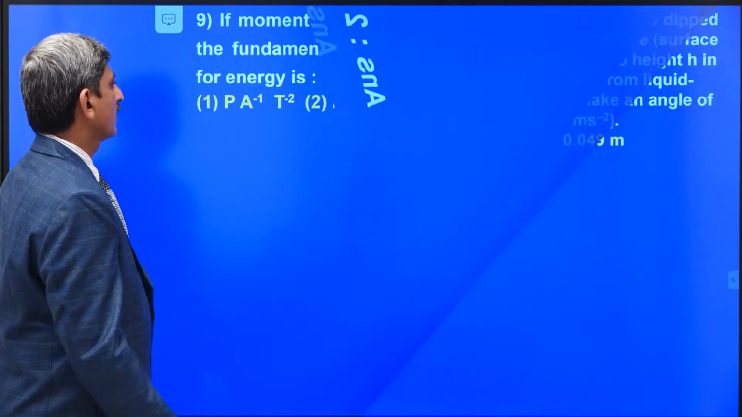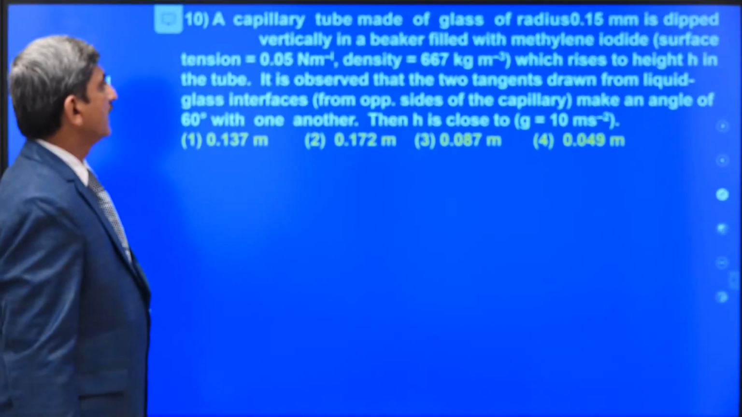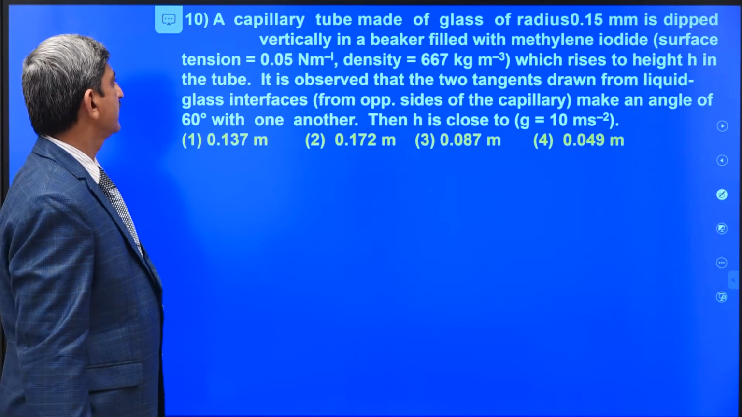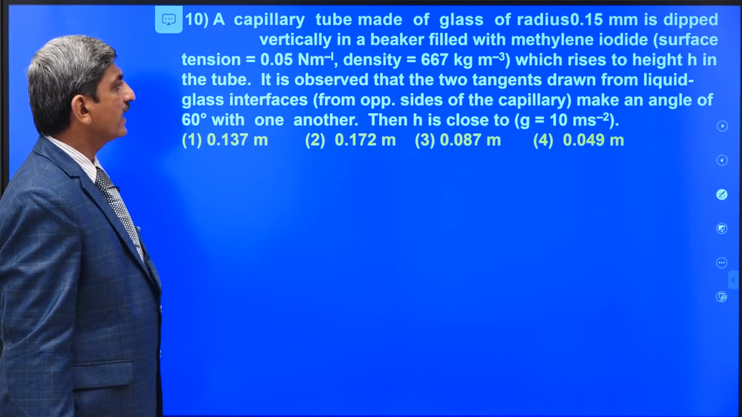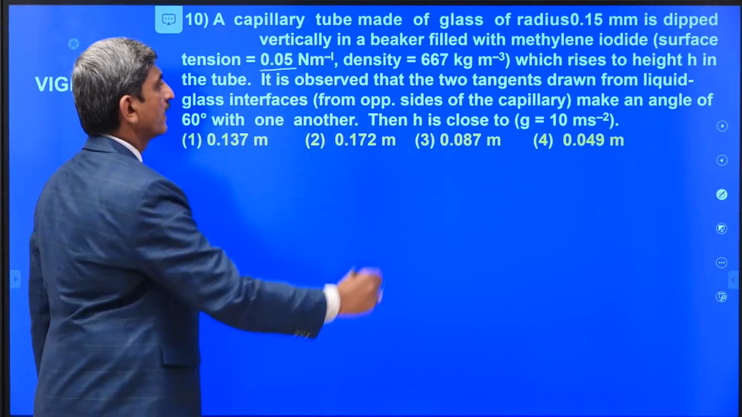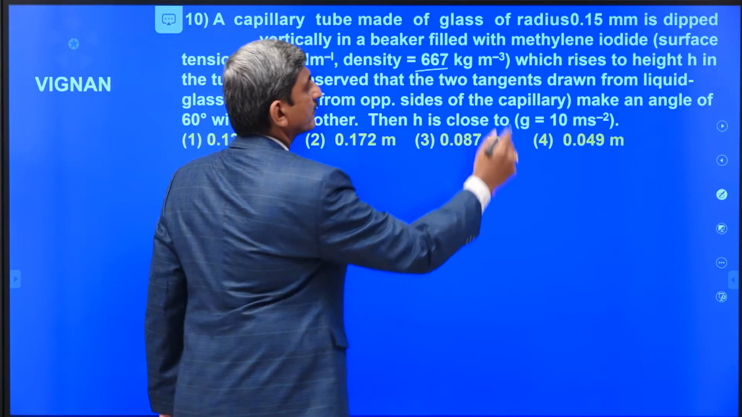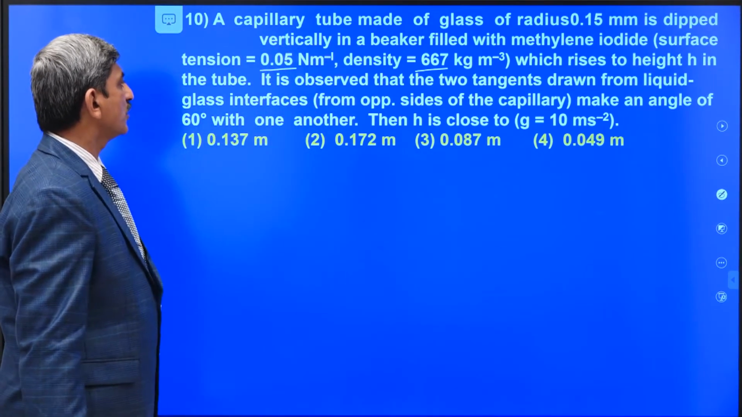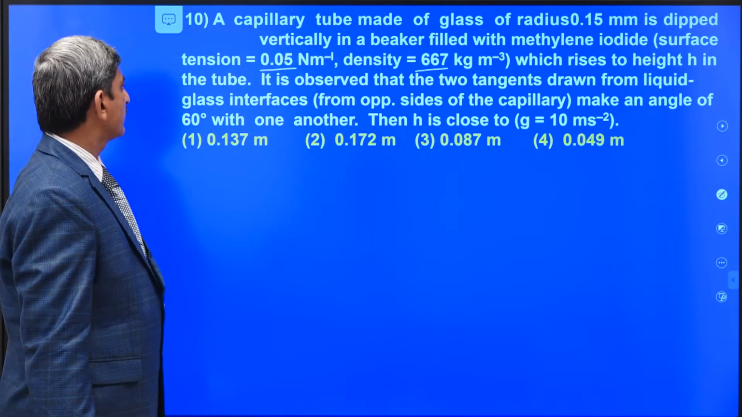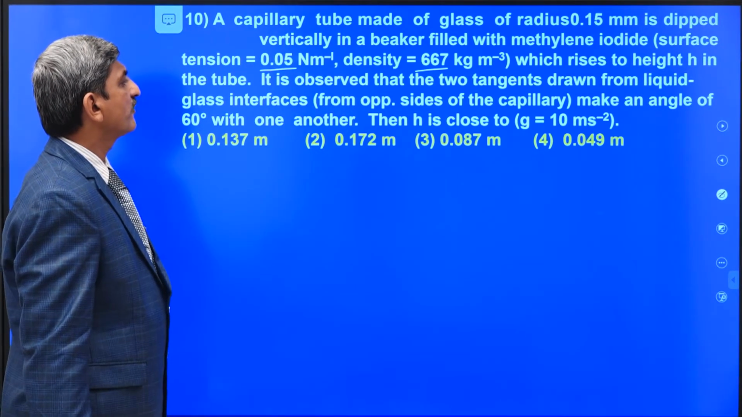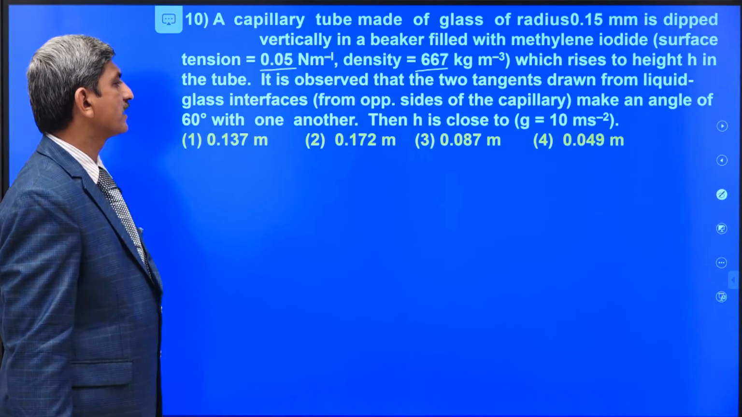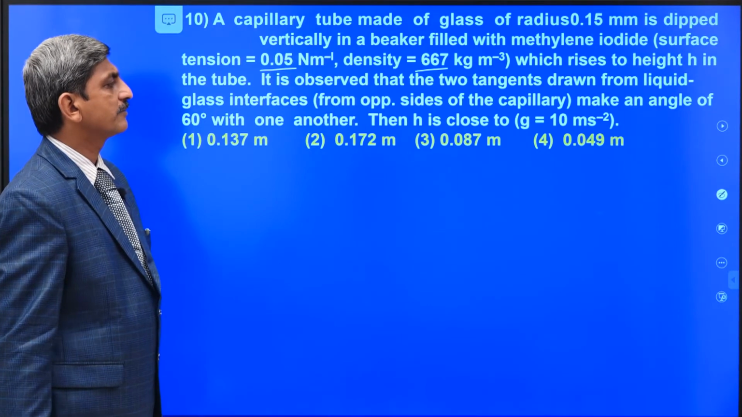Come to the next problem. A capillary tube made of glass of radius 0.15 millimeter is dipped vertically in a beaker filled with methylene iodide, whose surface tension value is given. The density is also given. The liquid rises to a height h in the tube. It is observed that the two tangents drawn from the liquid glass interfaces from the opposite sides of the capillary make an angle of 60 degrees with one another. Then h is close to dash.